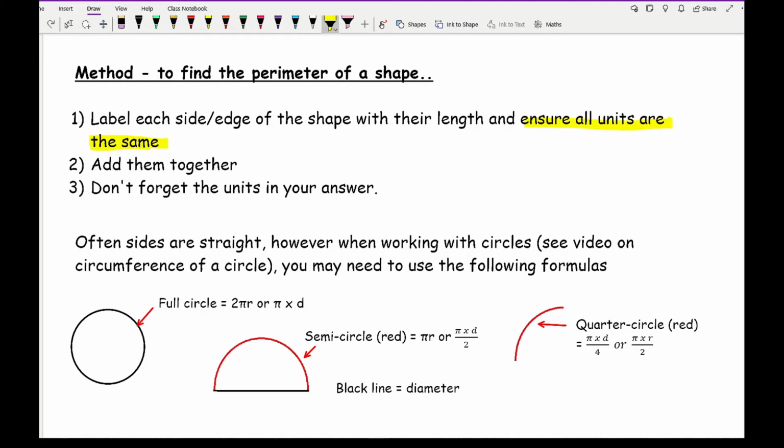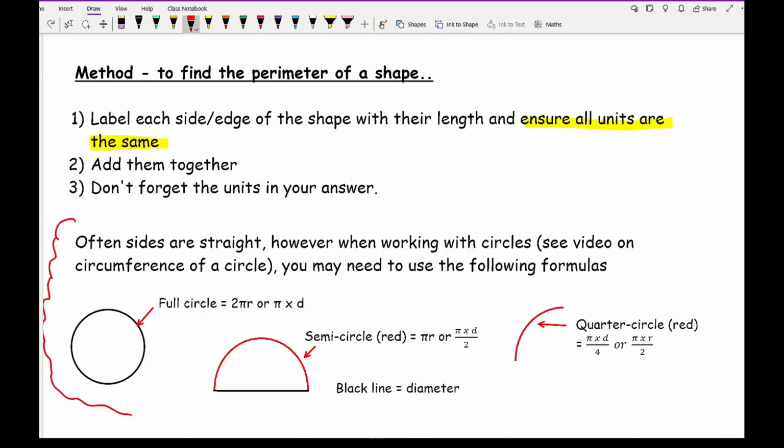Now often sides are straight, however when working with circles, and again if you're not too sure about how to work out the circumference of a circle, also known as the perimeter of a circle, there is another video which I'll put a link in for you to use. The formulas you need to use for anything that involves part or a full circle are the formulas you can see on the screen.